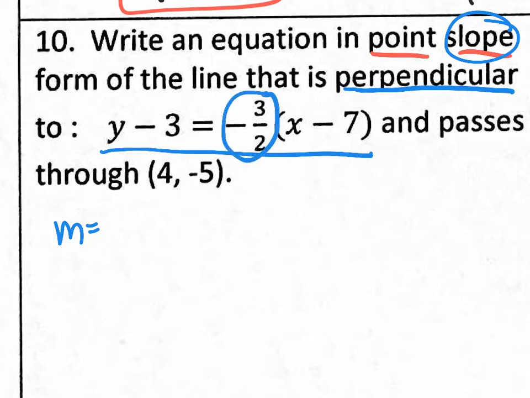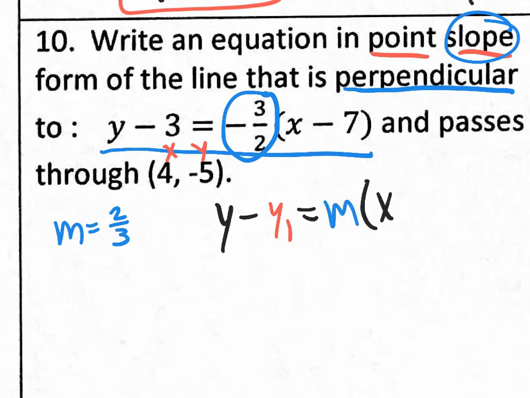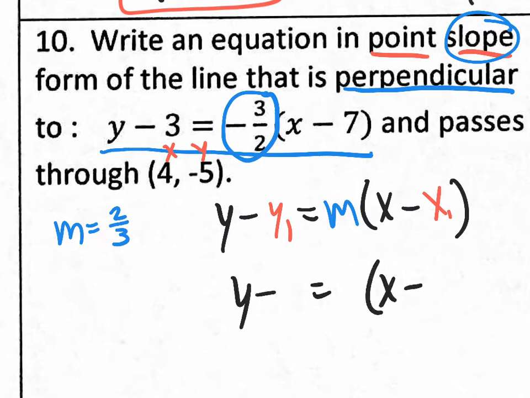So indirectly, they're telling us our slope, which is positive 2/3. Okay? And they are directly giving you a point, (x, y), because your line passes through that point. So now that you know the point and the slope, it should be really easy to write it in point slope form: y minus y1 equals m(x minus x1). So y minus blank spot equals blank spot times (x minus blank spot).